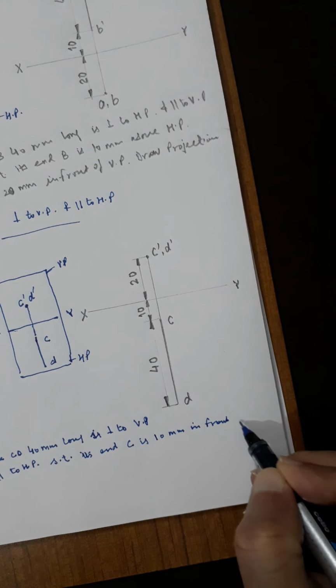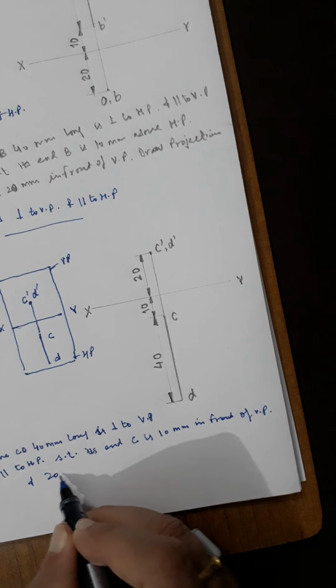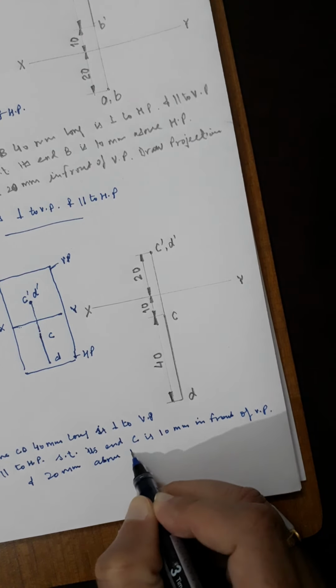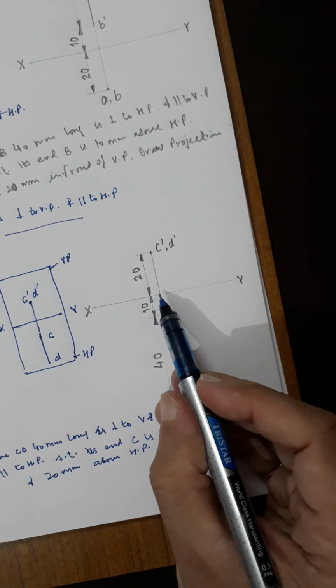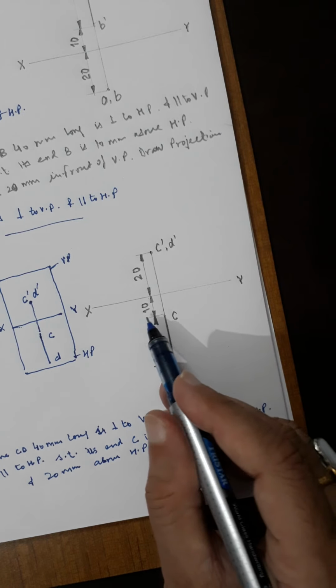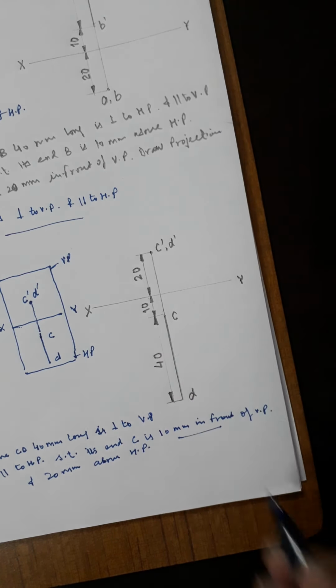It is 10 mm in front of VP and 20 mm above HP. Now you can see 20 mm above HP. So the above HP distance is in the front view, and the 10 mm in front distance is in the top view. I hope you understood it.